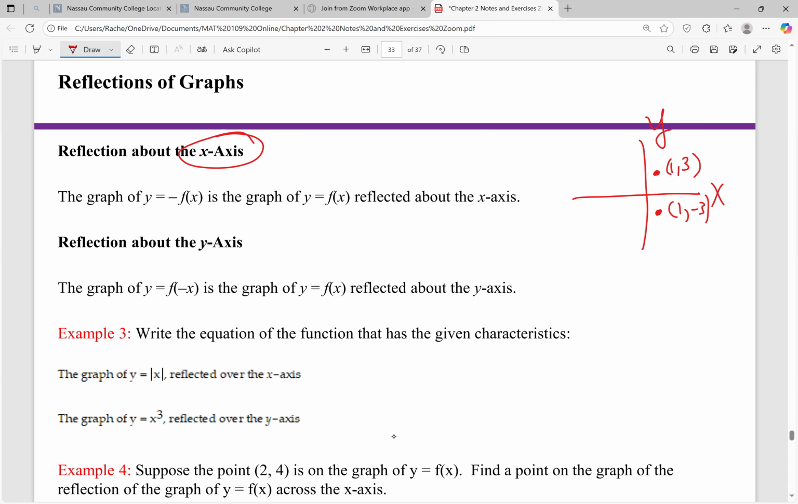And if we want to reflect about the y-axis, so let's take this point (1, 3) and reflect it over the y-axis. Now the y value stays the same, but the x value becomes negated. So there's going to be an inside change to x. x is going to be negated. So the graph of f of -x is the graph of f of x reflected about the y-axis.